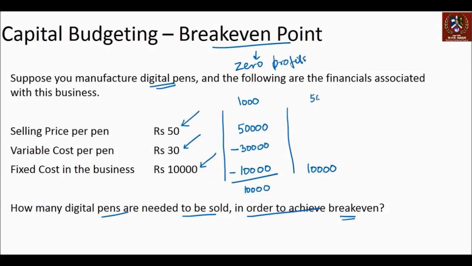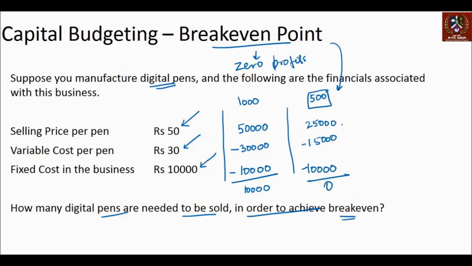Let's say what happens with 500 pens, right? So if you're manufacturing 500 pens, you make what, about 25,000 here. You lose about 15,000 here, and you subtract these and you end up getting zero. So 500 pens is the point at which you break even.